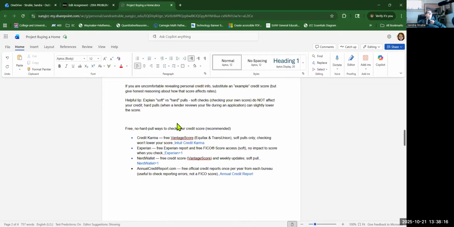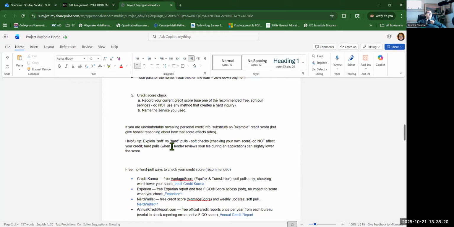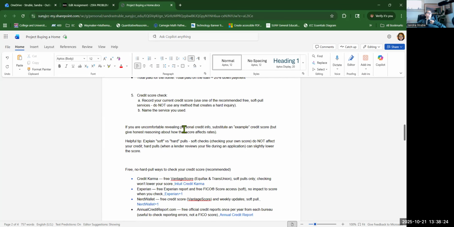So let's go back up. Talking about the credit score check, because the rest of this you already should be able to do. It's just your loan formula. The credit score check is just a record of your current credit score. It adjusts daily depending upon what happens with your credit.